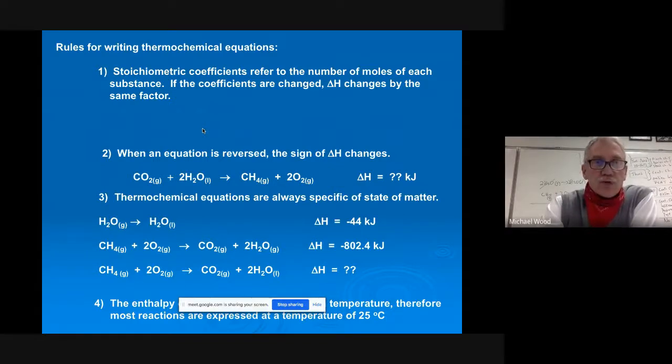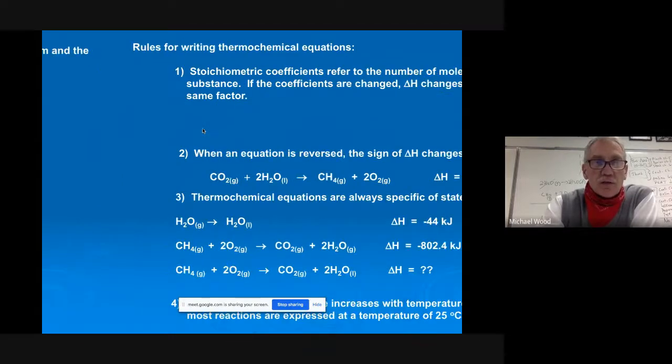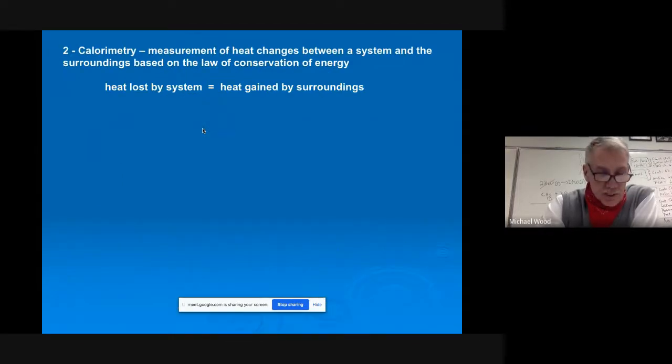That's the first way that energy is involved in reactions, is just using stoichiometry and balancing around. The second way is calorimetry. We're going to talk about calorimeters, maybe not in today's lesson, probably the next one. But calorimetry, calorimeter is a measurement of the heat changes between a system and the surroundings based on the law of conservation of energy.